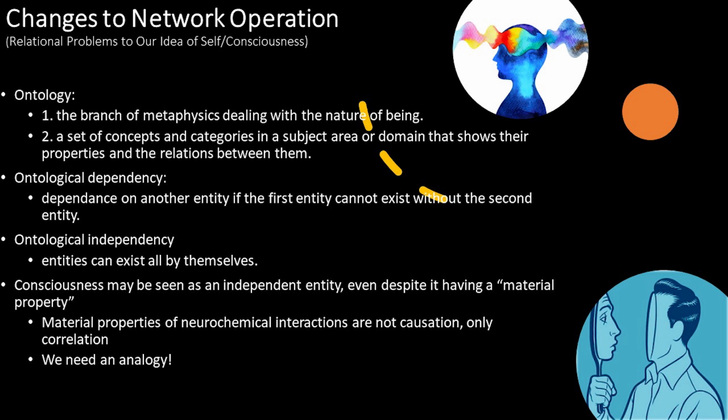So why I'm saying this is because we don't know where to place the ego, whether it's in the DMN or the CEN, and what might be the case, as Dr. Letheby suggests, is that it's correlated to all of them in minimal ways, and consciousness could be seen as an independent entity, even despite some people believing it has some kind of material property. Remember, though, that material properties of neurochemical interactions are not causation, only correlation, so therefore we need an analogy.